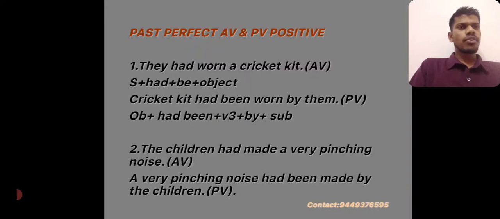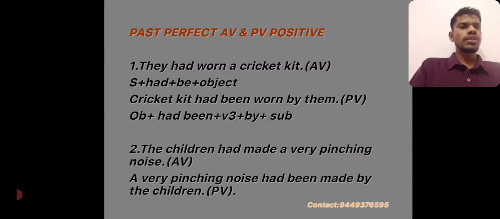What will be the structure for past perfect here? First the subject, then had plus V3, that is past participle. Then a very pinching noise is the object. So as per the rule, we have to use the object as the subject in the passive form. So a very pinching noise, then we are talking about perfect. So we have to use had been, then that is V3, made, make, made, made.